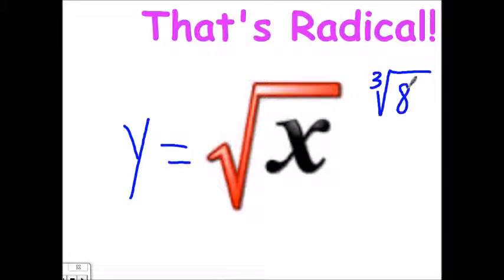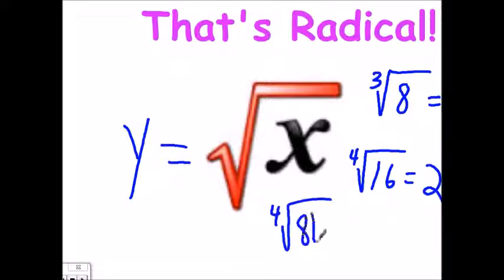cube roots. For example, the cube root of 8 is 2. Fourth roots: the fourth root of 16 is 2. Another example, the fourth root of 81 is 3, because 3 to the fourth power is 81. These are all radicals.